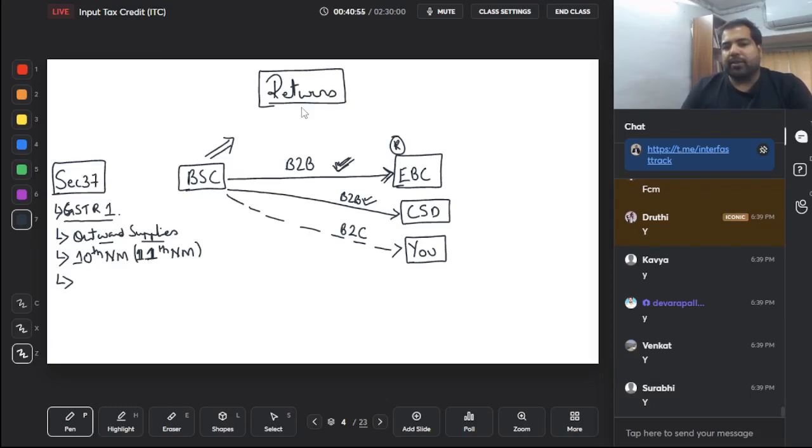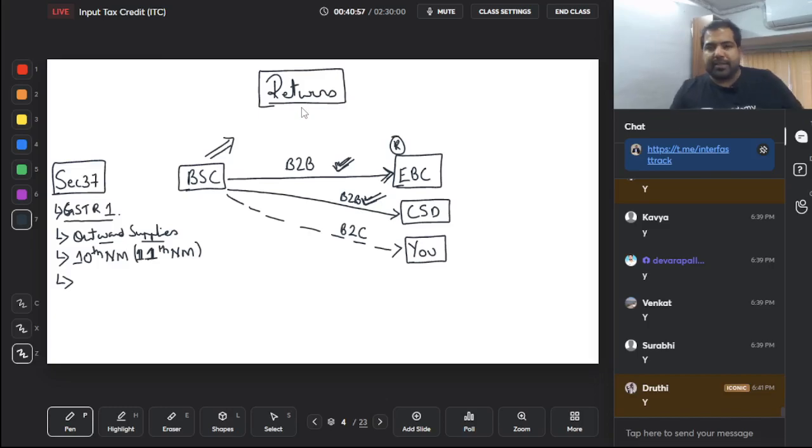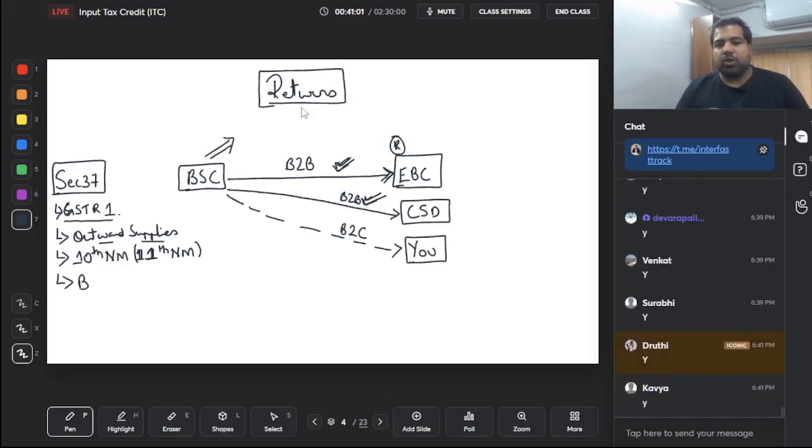Or once they get registered, will they take credit? Yes. So hence they want invoice wise details. So for B2B supplies, you need to give invoice wise details. That invoice number 1, 2, 3 I supplied to EBC. Invoice number 2, 3, 4 I supplied to composition scheme. So you need invoice wise details for B2B.